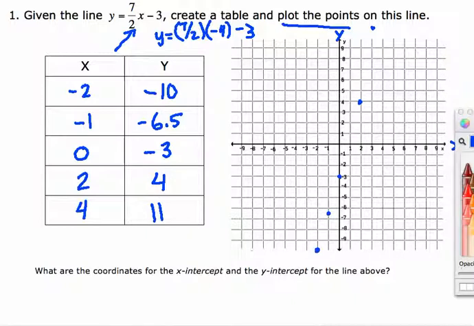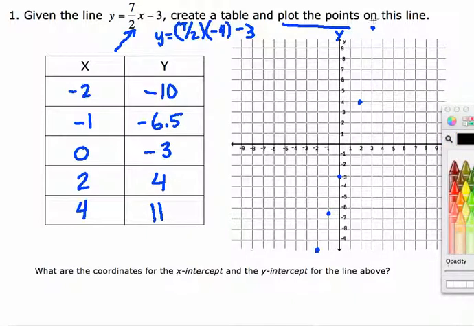And then once you've plotted the points, we're going to make a line. Oh, I see why that point's not working. I should have put that at 4, and I put it at 3 instead. So at 4, and then 11 is right about there. You should get a nice line, and then you should put arrows on both ends to indicate it goes on forever. Okay, so using a table, that's how you graph a line.